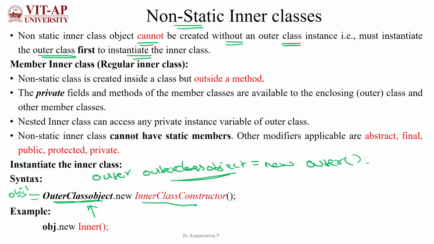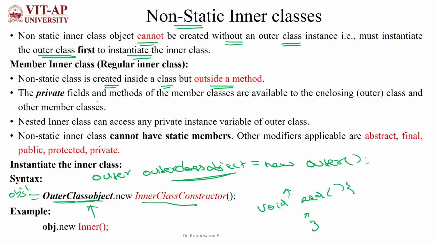And here the non-static class is created inside a class, not inside a method. Suppose you have a method; inside the method we cannot create the object. So you have to create the object outside the method.